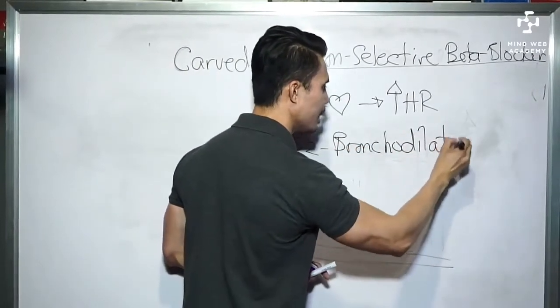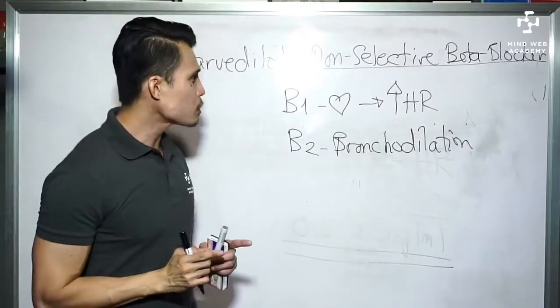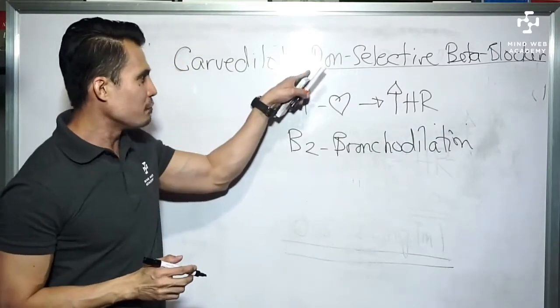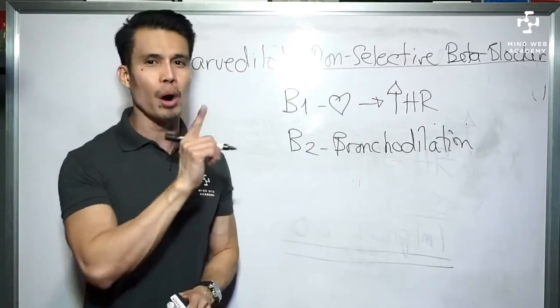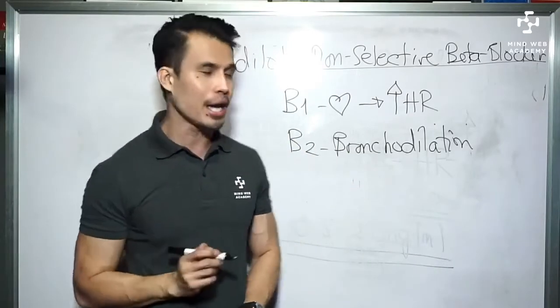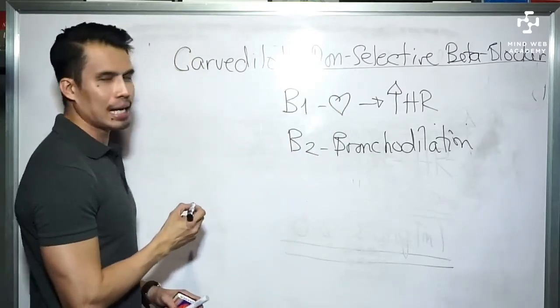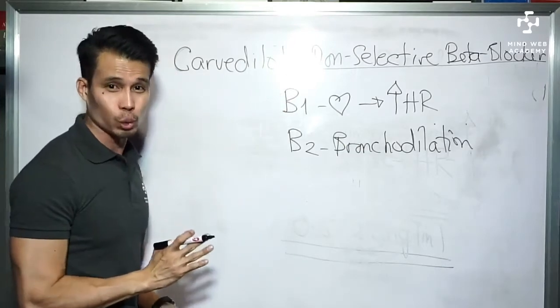Alright, it can lead to bronchodilation. So this is what's going to happen. When you say beta blocker, specifically a non-selective beta blocker, it will block both beta 1 and beta 2 receptor sites. Okay, so let me discuss. Since we are talking about a non-selective beta blocker, it can block both beta 1 and 2.